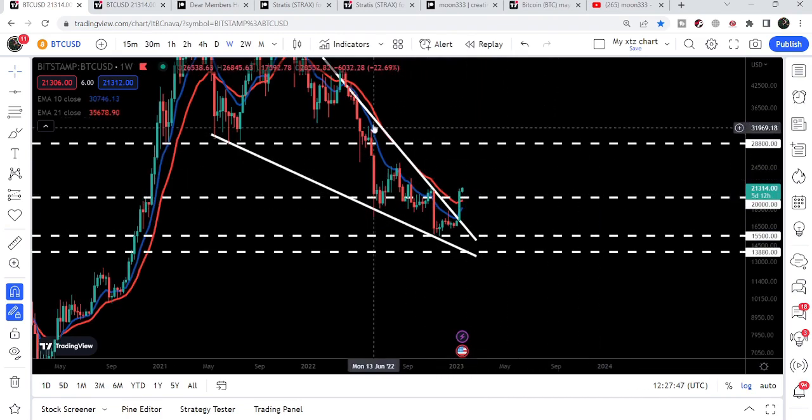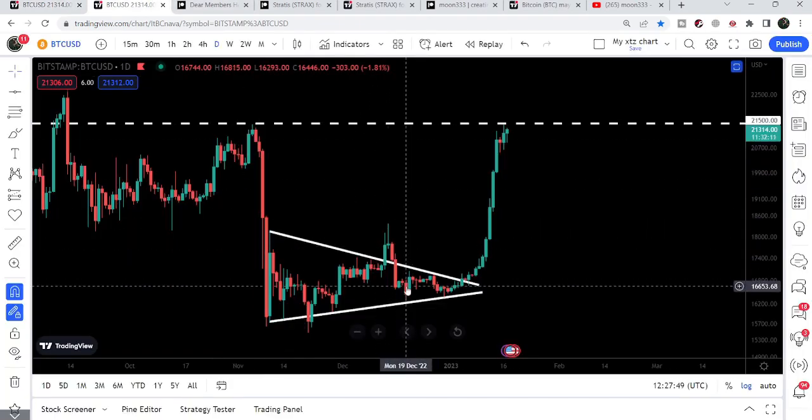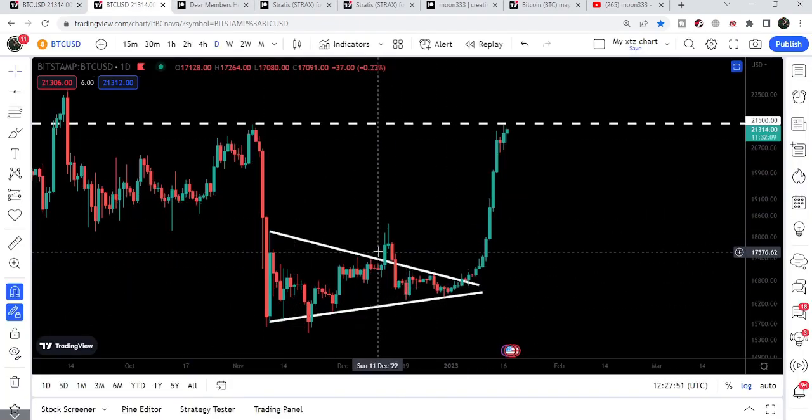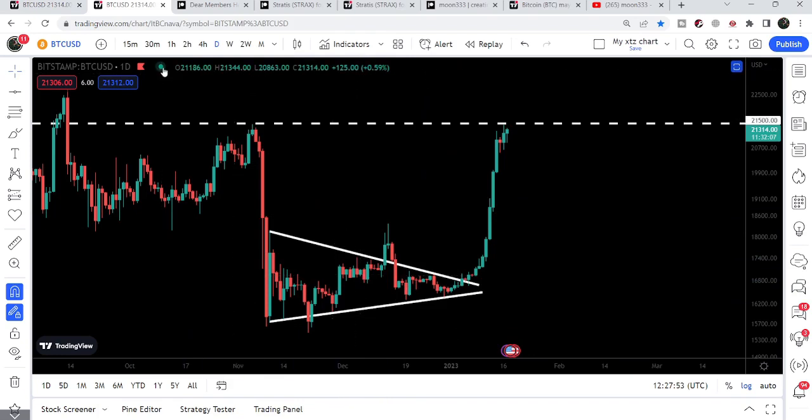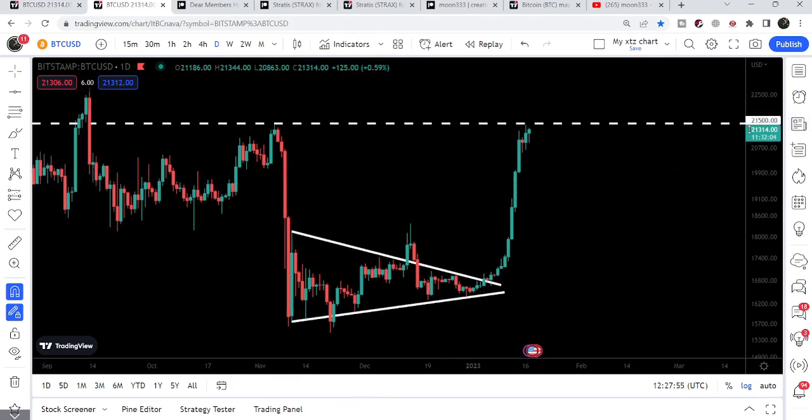And if we take a look at the smaller time frame, then here we have already broken out this asymmetrical triangle, and after the breakout on the daily time frame chart, we have found another resistance here at $21,314.